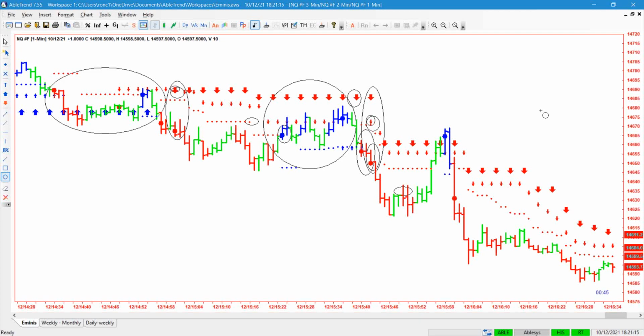There's no switching signals. Once the 1 minute bar closes, it's final. Never, ever changes. So hope this was helpful to analyze all the trades today. You can compare it to your charts, your trading, if you don't have Able Trend.